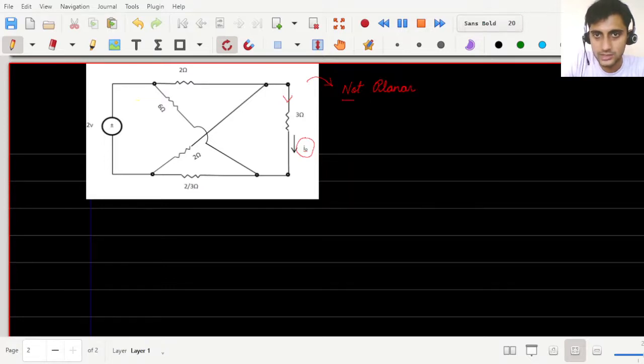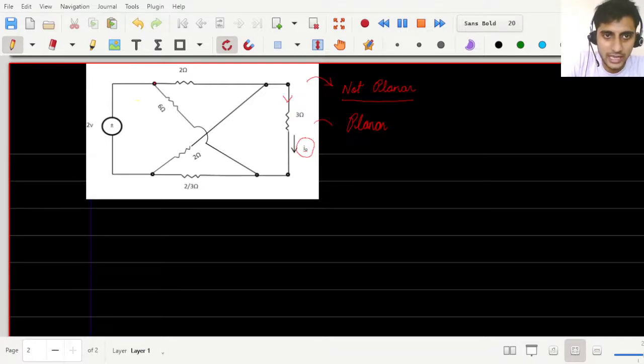Okay, this is not planar. And remember, I told you that we cannot apply mesh analysis for a network which is non-planar. So the very first task will be to convert this non-planar circuit to a planar circuit or planar network. Okay, we have to convert this into a planar network first.